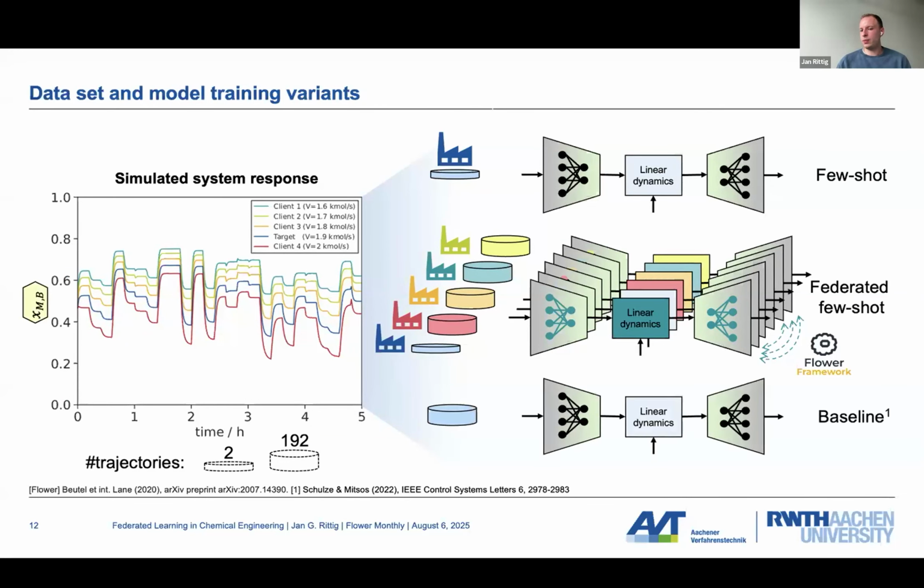And then as a baseline, we just imagine that the 5th chemical company has a data set of the same size as the other companies, just to compare what would happen if the company had collected data on their own.